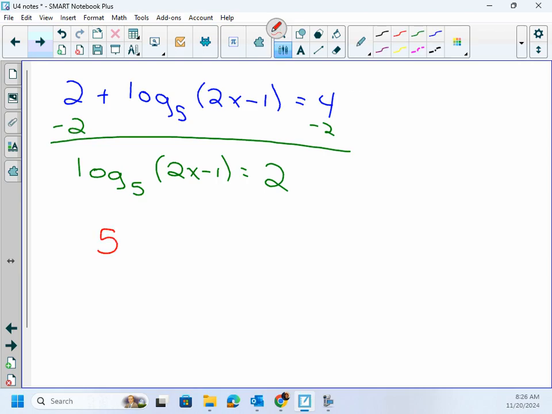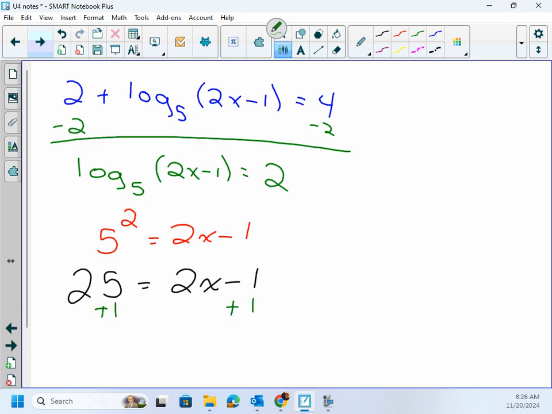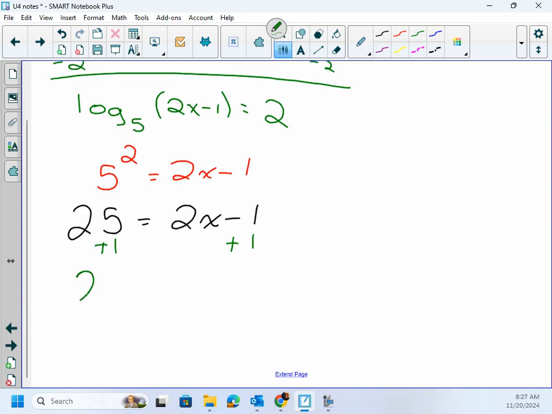So 5 to the power of 2, we'll get around the equal sign, equals 2x minus 1. And now I'm going to solve. 5 to the power of 2 is 25, equals 2x minus 1. So, again, I'm solving. So 26 equals 2x. Solving once more. So x equals 13.